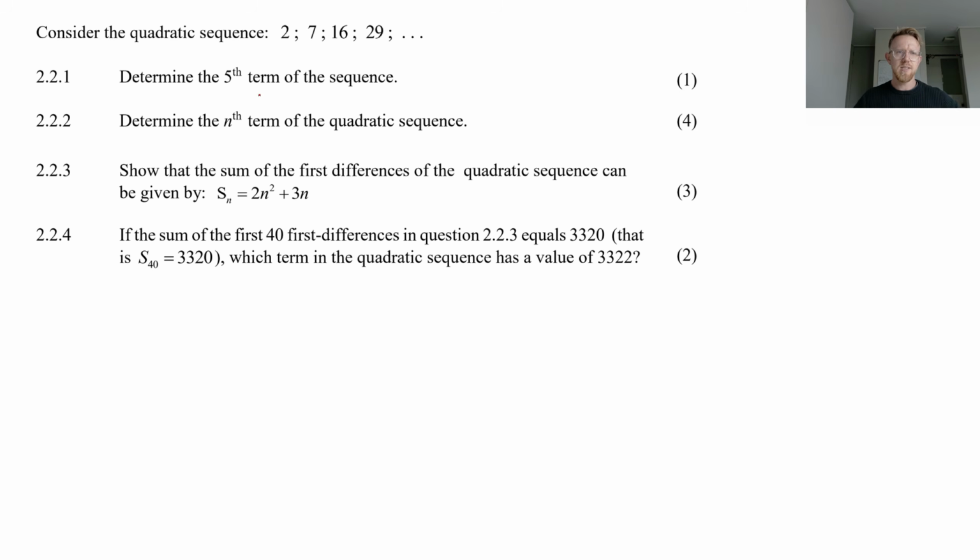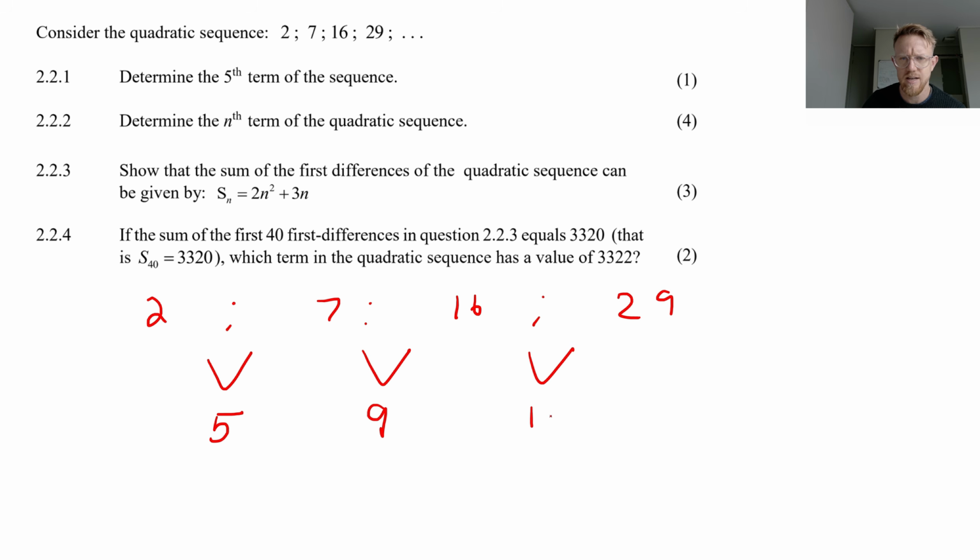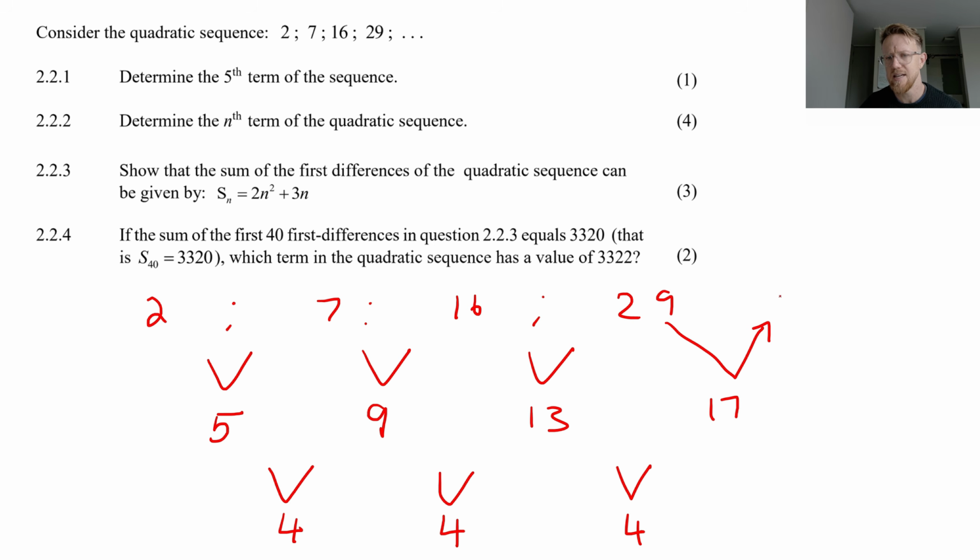Okay, so it says consider the quadratic sequence and determine the 5th term. So if we have 2, 7, 16, 29, then if we just go work this out, the difference there is 5, the difference there is 9, the difference there is 13. Then the difference there is 4, and the difference there is 4. So with a quadratic, we know that these remain constant. So if we wanted to find the next term, we could just add on another 4 here. So this would be 17, and then 29 plus 17 would give us 46. For some reason on the memo, they have it as 45.